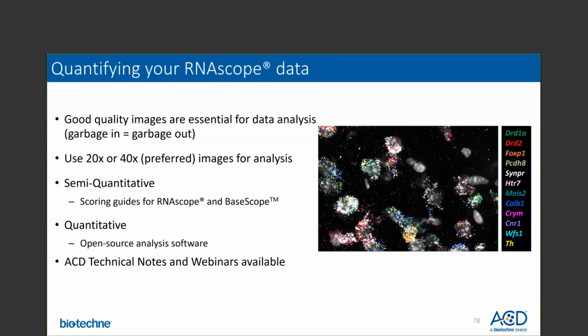In general, RNAscope data analysis methods can be divided into two major categories: semi-quantitative or quantitative analysis. We have data analysis guidelines available for both methods. For most studies, the approach of counting ISH dots and calculating the number of dots per cell will be the most appropriate. However, there is no one universal method, and each researcher will need to determine the right method for their specific research question or goals.